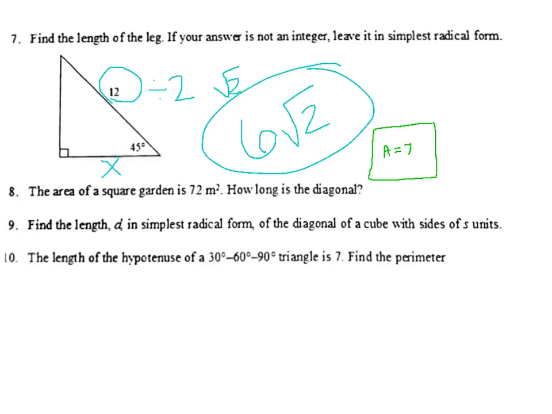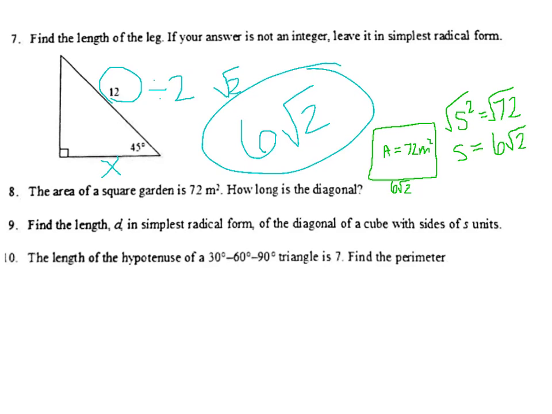So first of all, I know that with a square, when I take the area, it's going to be whatever my side is squared. And in this case, my side squared has to equal 72. So if I take the square root of that, I can determine that my side is equal to 6 radical 2. So each of my sides is 6 radical 2.